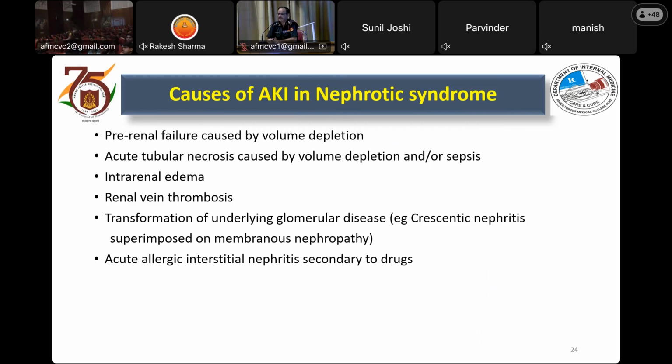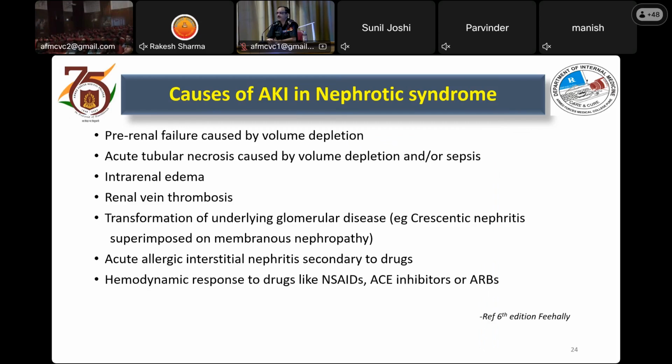Sit down. Mechanism of anasarca in nephrotic syndrome. Major Sanjay, pediatrics.